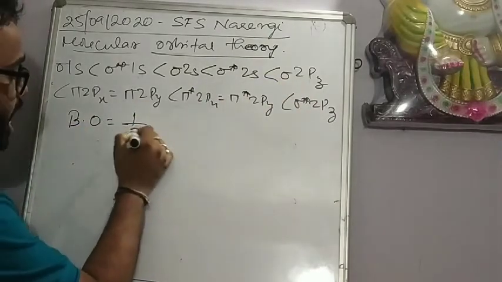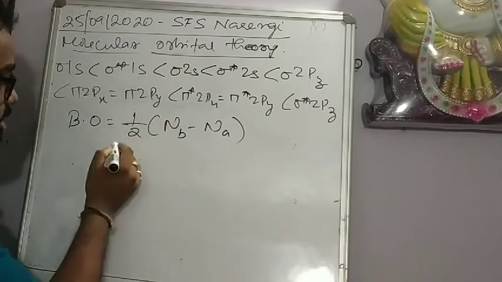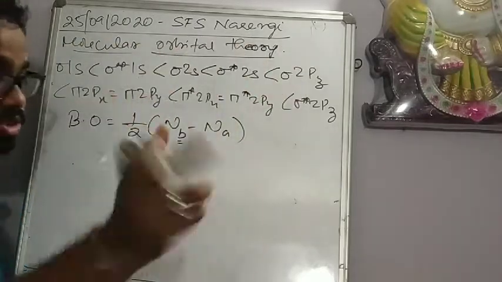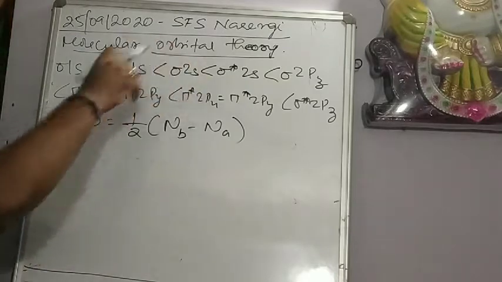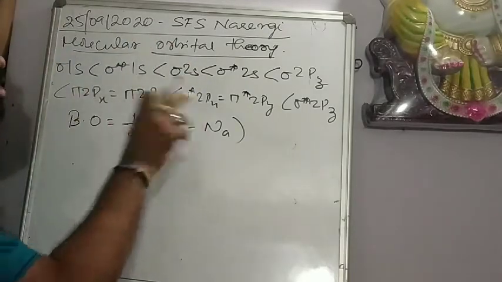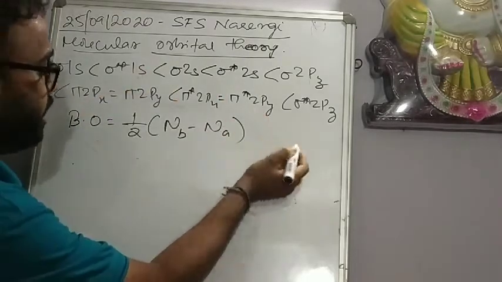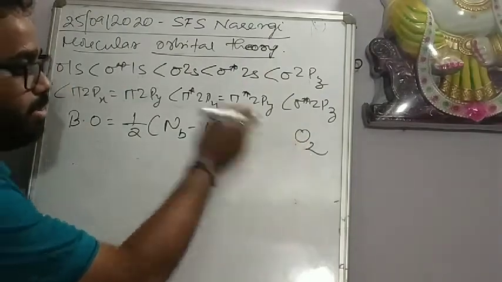And bond order is half into Nb minus Ne. That is, number of electrons in bonding, without star, minus number of electrons in anti-bonding, with star. Now suppose I need to take out the bond order of O2.